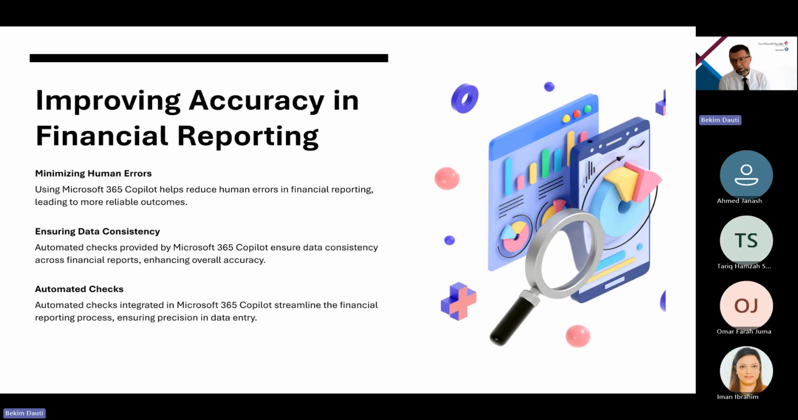So improving the accuracy in the financial reporting, obviously that is considered to be very important. Okay, why? Because we want to have some reliable outcomes. And if we minimize the human errors, and in that regard leverage the Microsoft 365 Copilot to increase the accuracy at the level of the financial reporting, then that is going to lead to some sort of reliable outcomes.